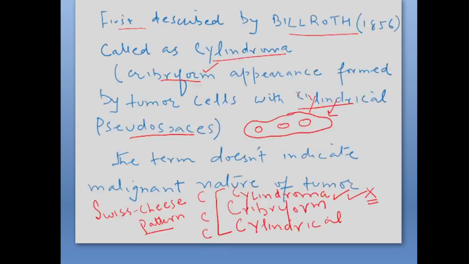Coming to the history of the tumor. In 1856, Billroth described this tumor and called it cylindroma. The term cylindroma was used probably because a cribriform appearance is seen under the microscope. Also, lots of cylindrical pseudospaces are seen in tumor islands. So, three C's are associated with adenoid cystic carcinoma: one is cylindroma, one is cribriform appearance, and cylindrical pseudospaces.